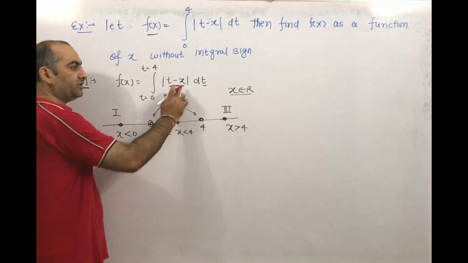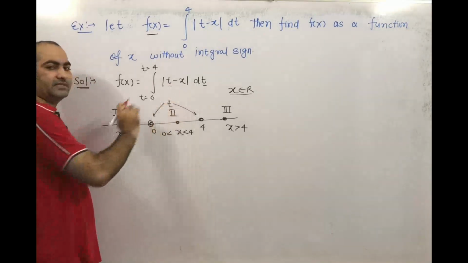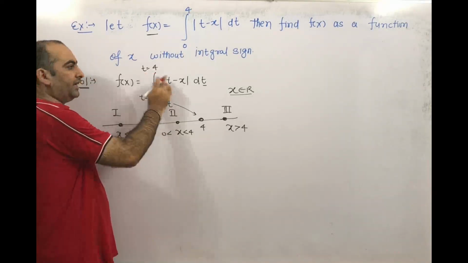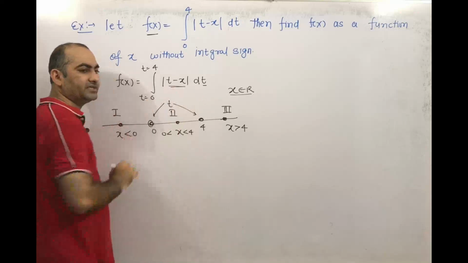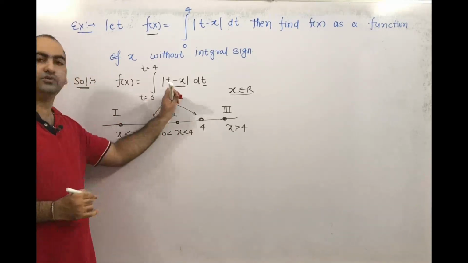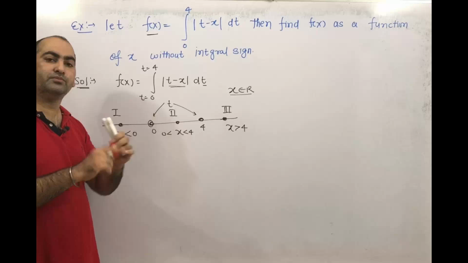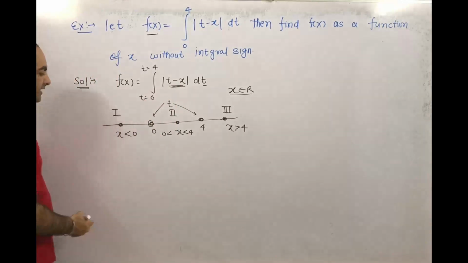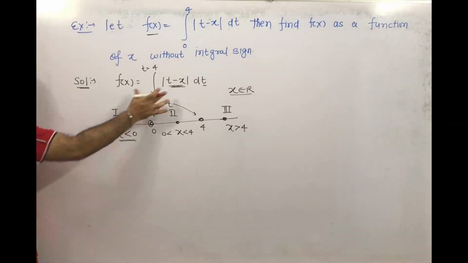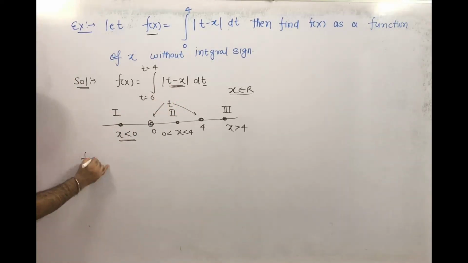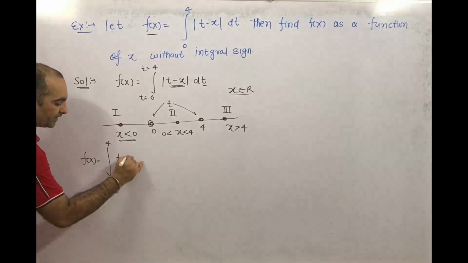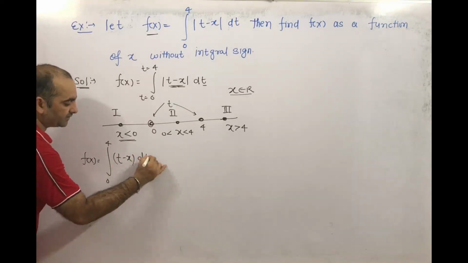First possibility: when x is less than 0, that means x is negative. t goes from 0 to 4 and x is negative, so the inside quantity is positive, because t is positive and minus x is negative, so minus of minus is plus. So if x is less than 0, f(x) equals the integration from 0 to 4 of t minus x, dt.